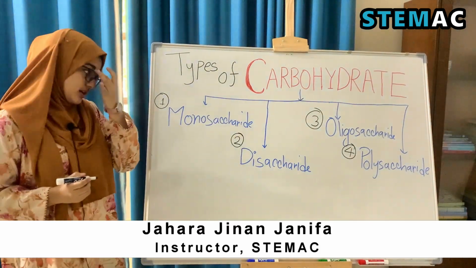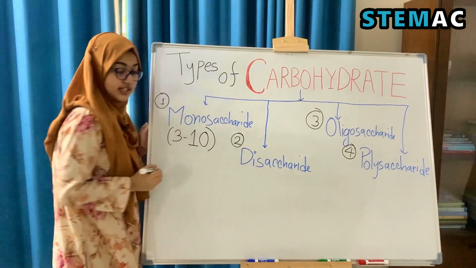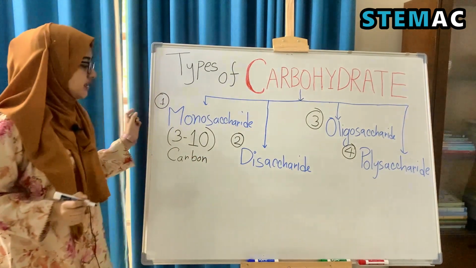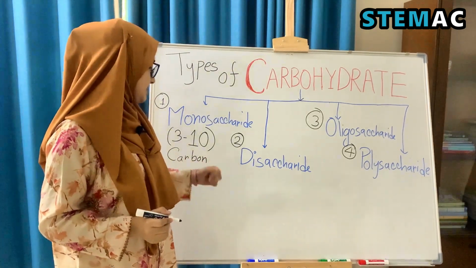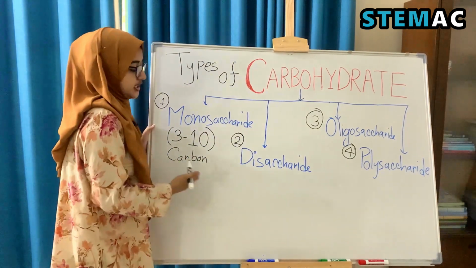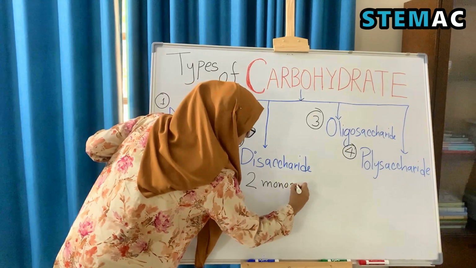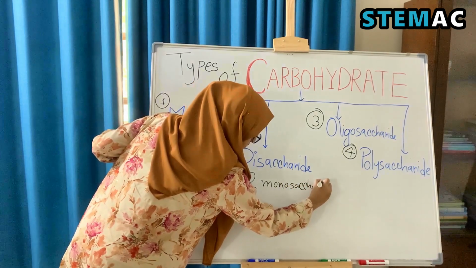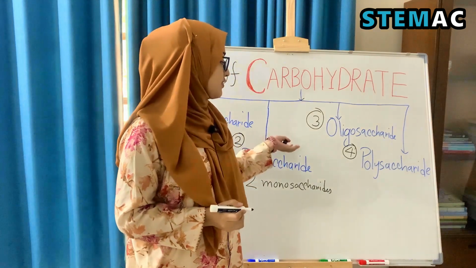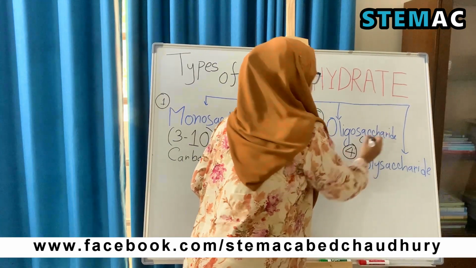So what is monosaccharides? Monosaccharides will have 3 to 10 carbon numbers in them. Here we are talking about carbon, right? Here we see the second type, which is disaccharide. So what is disaccharide? Disaccharide will have 2 monosaccharides. Here we are not talking about carbon but monosaccharides. Right? Then what is oligosaccharides? Oligosaccharides will have 3 to 10 monosaccharides in them. So we just write here 3 to 10 monosaccharides.